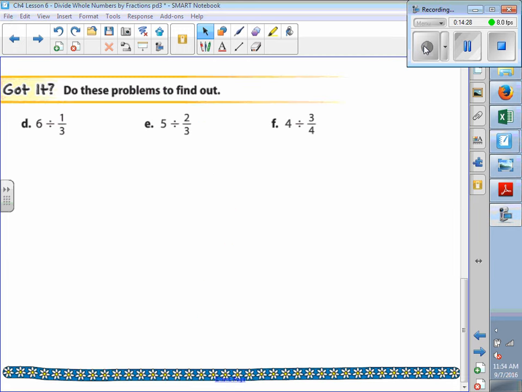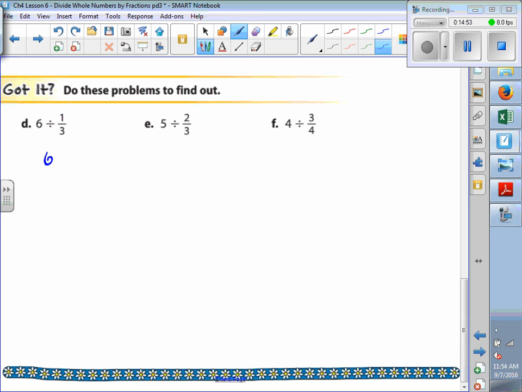Once again, the first number stays the same. Is everybody clear? We do not flip the first number. Once again, we do not what? Do not flip the first number. Good. Okay. So the first number stays the same.